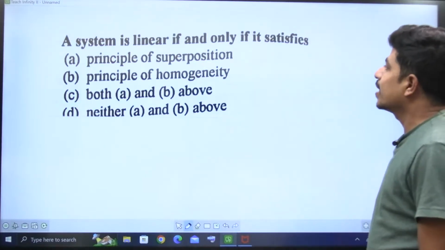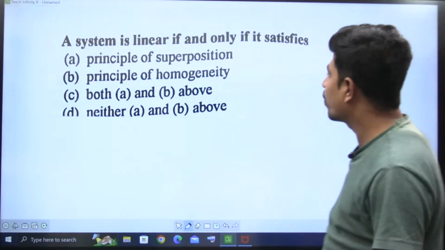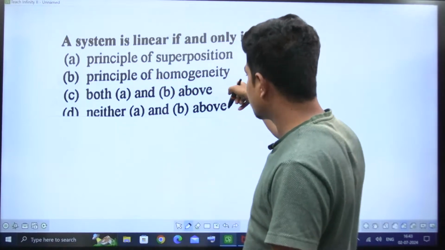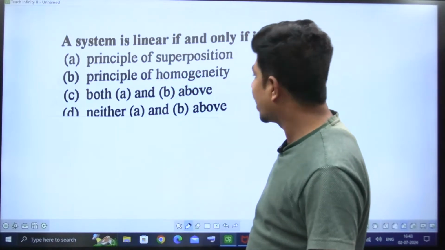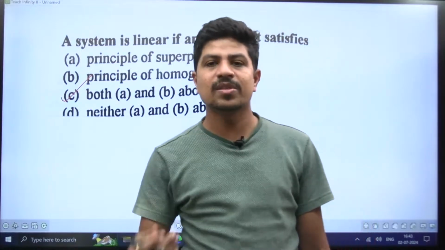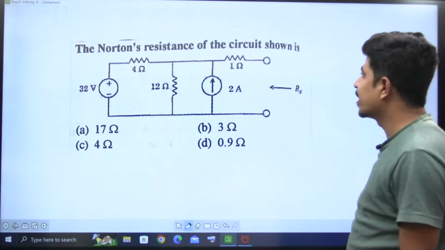Next question. A system is linear if and only if it satisfies both superposition and homogeneity. Option A is principle of superposition. Option B is principle of homogeneity. Yes, both A and B. See, an element is said to be linear, or a system is said to be linear, if it is satisfying both superposition and homogeneity. Right? The next question, please.